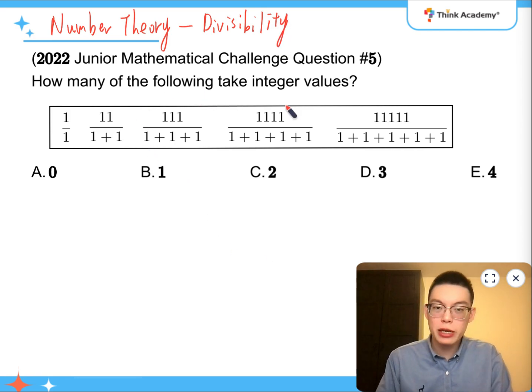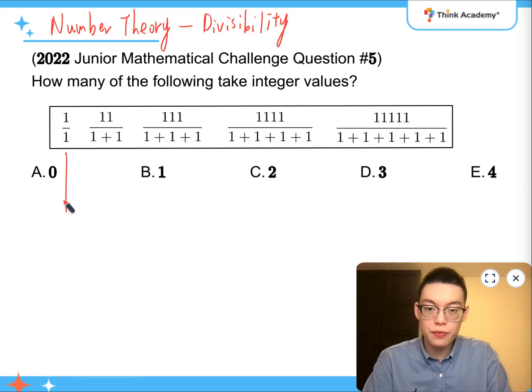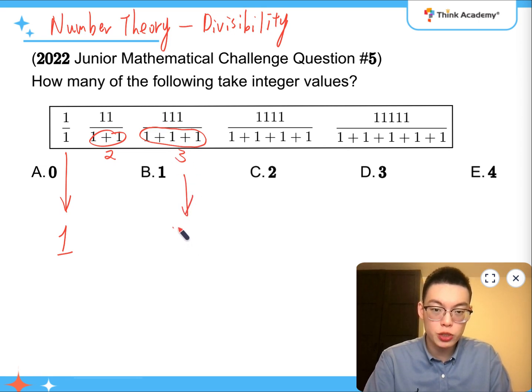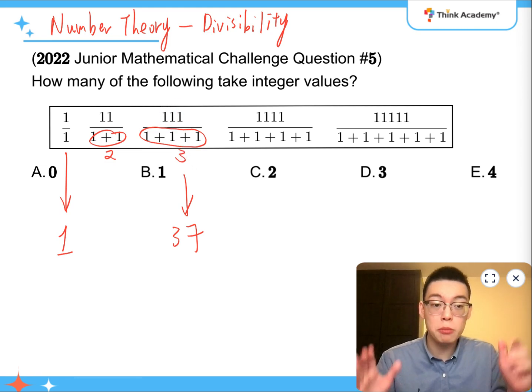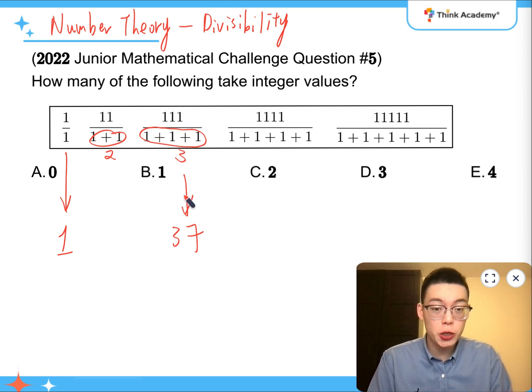Because it is asking you how many of these take integer values. So first of all, 1/1 is 1, that's what we know. And then 11/2 is not an integer because 11 is not divisible by 2, right? And then what about 111/3? It is an integer, and that is equal to 37. Well, we know that because 111 is divisible by 3, right? The 3 ones adding together sums up to 3, which is a multiple of 3. So it's divisible by 3. So this third one is an integer.